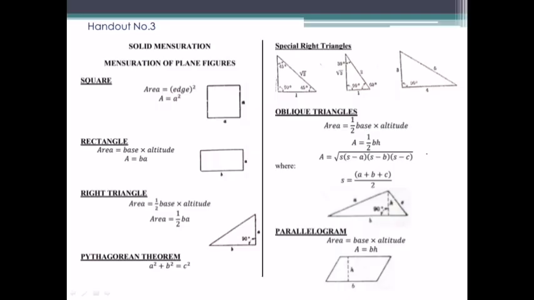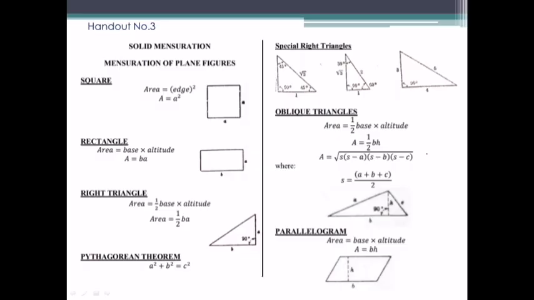I will discuss to you today about our handouts number 3 and number 4. I will have a quick run through of the concepts, and we will also solve the problems that are found in your handouts. So we have here a mensuration of plane figures.